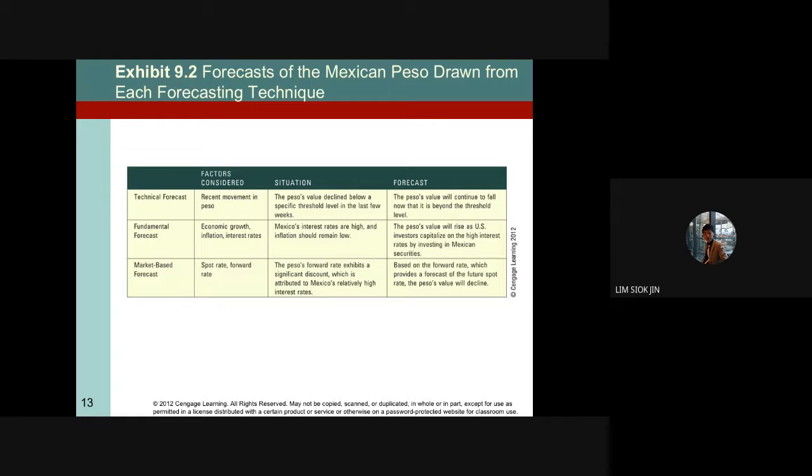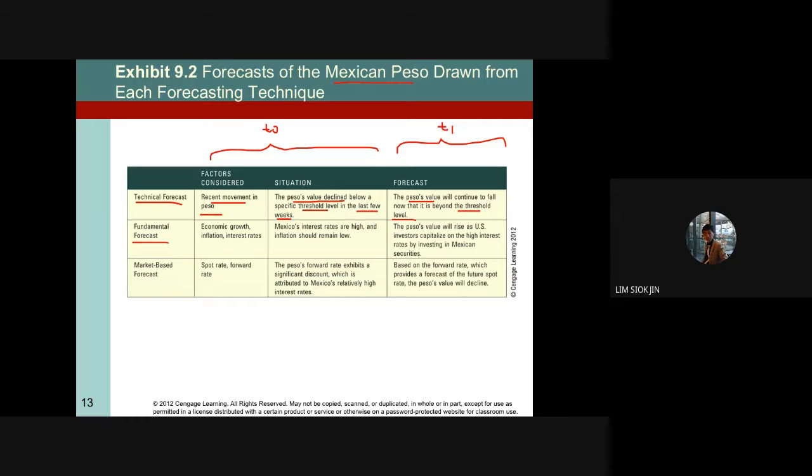These are the forecasts that they use, and what are the differences. Taking a look at the Mexican peso technical forecast, how do they forecast using the technical method? They will look at the recent movement in the peso. Recently, the peso value declined below a level in the past few weeks. So what will they predict? This is what happened, T0. It has already happened as of today. This one is your forecast, what will happen next, T1. The forecast based on this historical data is that the peso will continue to fall because it is already below the threshold level. So this is your forecast.